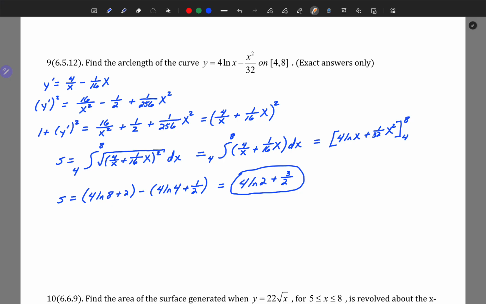The last term times the last term, a negative times a negative is a positive. 1/16 times 1/16 is 1 over 256. And of course, x times x gave me the x squared term. So this is that derivative squared. But now I knew that that would look pretty ugly trying to put it into my formula. So I wanted to simplify it out before I tried plugging into my arc length integral formula.